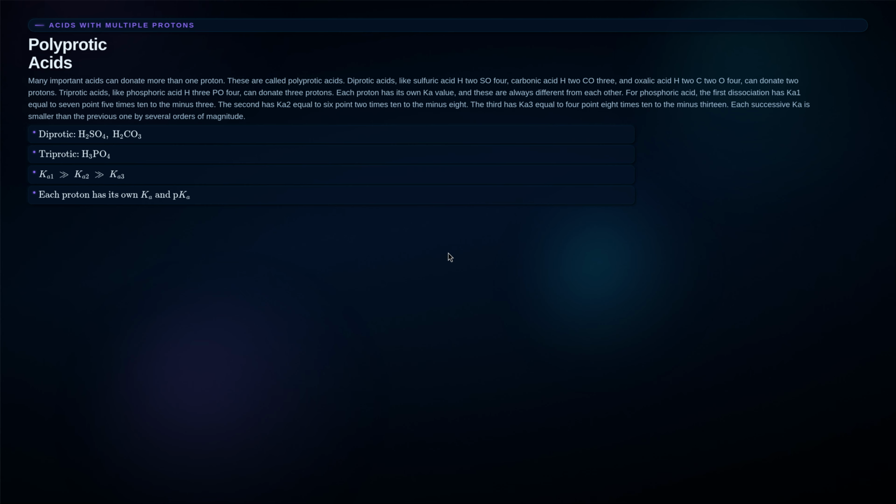Each proton has its own K value, and these are always different from each other. For phosphoric acid, the first dissociation has K1 equal to 7.5 times 10 to the minus 3. The second has K2 equal to 6.2 times 10 to the minus 8. The third has K3 equal to 4.8 times 10 to the minus 13. Each successive Ka is smaller than the previous one by several orders of magnitude.